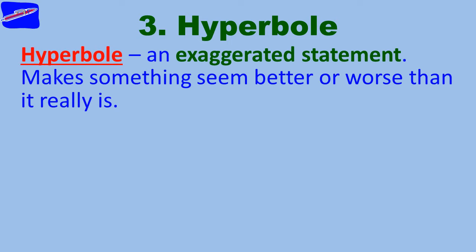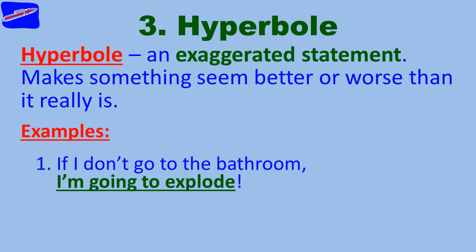Our third type of figurative language is called hyperbole. Hyperbole is an exaggerated statement. It generally makes something seem better or worse than it really is. Some examples of a hyperbole might be, if I don't go to the bathroom, I'm going to explode.